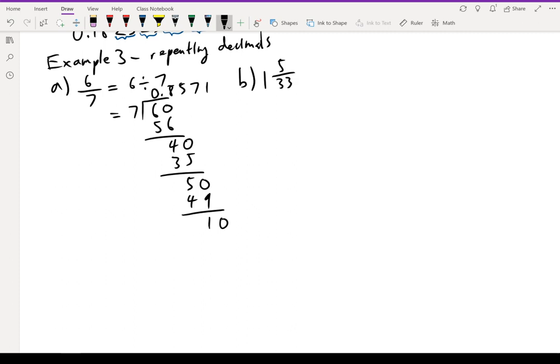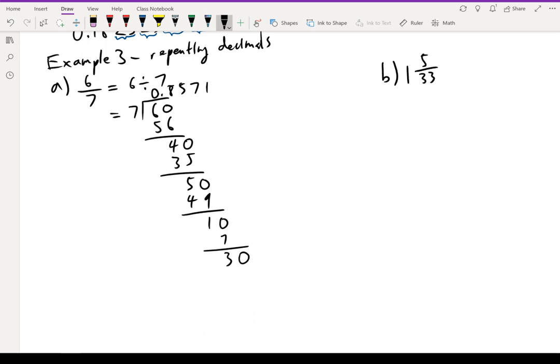Let me move this to another place first so that I have a bit more space. Let's just see what happens if we continue. 7 goes into 10 how many times? That's 1 times. That's 7, and so we have 3.